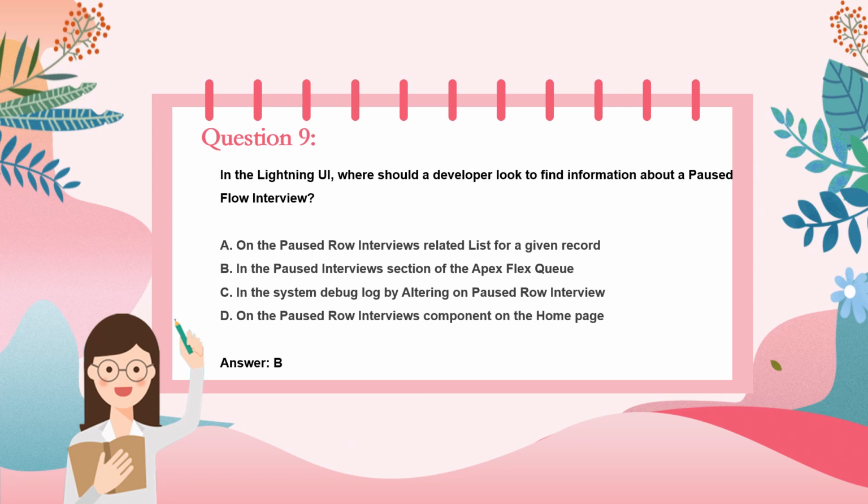Question 9. In the Lightning UI, where should a developer look to find information about a paused flow interview? A. On the paused flow interviews related list for a given record. B. In the paused interviews section of the Apex Flex queue. C. In the system debug log by filtering on paused flow interview. D. On the paused flow interviews component on the home page. Answer. B.